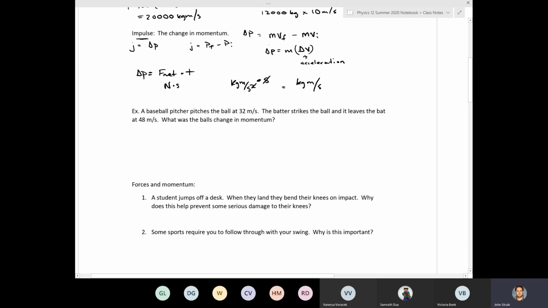I realize now that this ball doesn't have any mass, but let's say it's 250 grams. Baseball pitchers, the 250 gram ball at 32 meters per second. The batter strikes the ball and it leaves the bat at 48 meters per second. What is the change in its momentum?